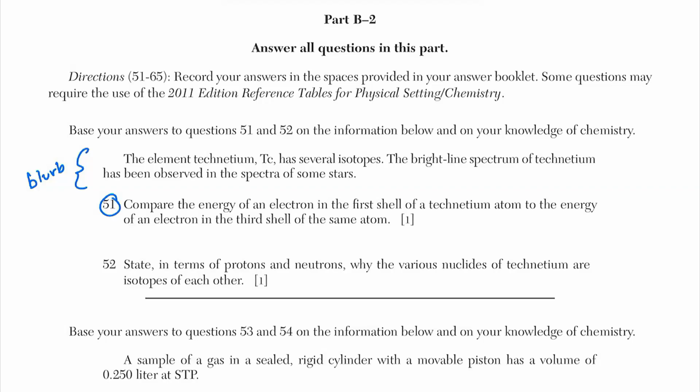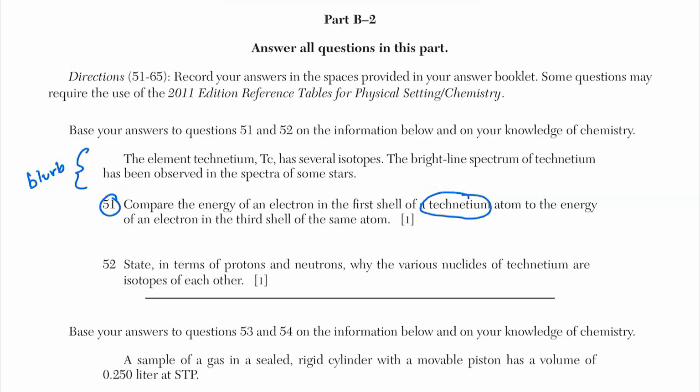So 51 says, compare the energy of an electron in the first shell of a technetium atom to the energy of an electron in the third shell of the same atom. It has nothing to do with technetium. This is a question that is essentially being hidden behind this information. You've seen this question if you spend enough time in multiple choice.